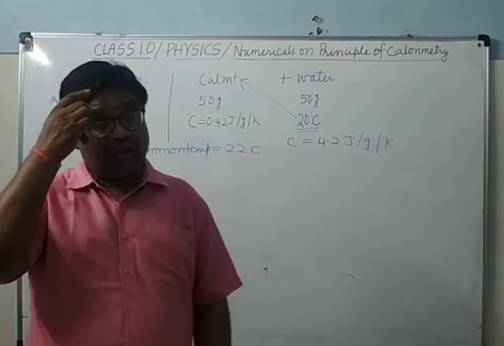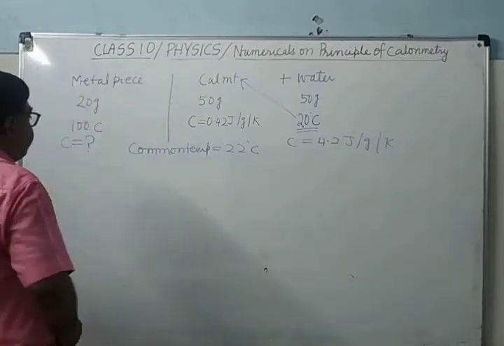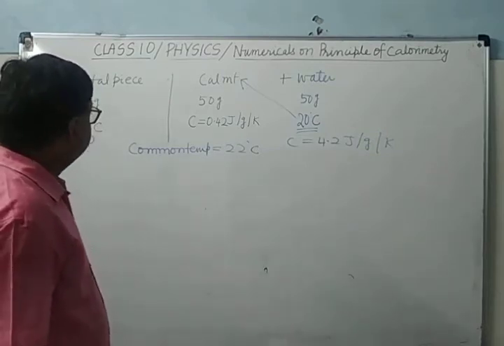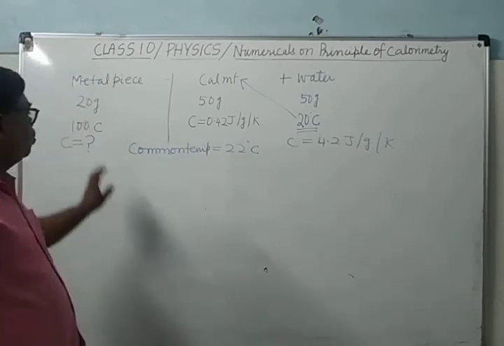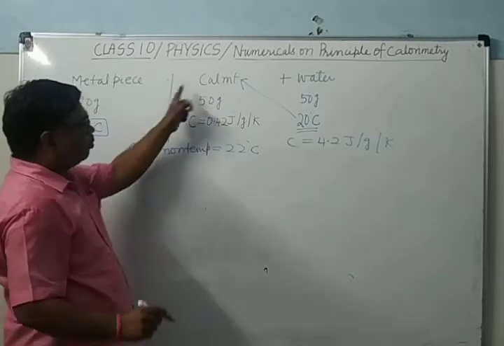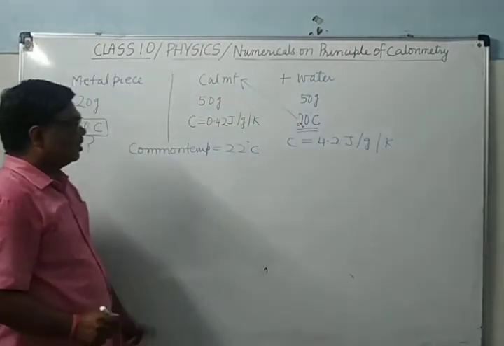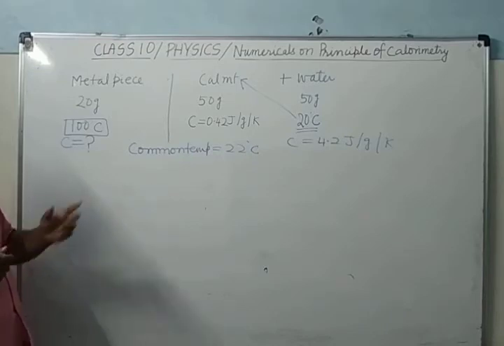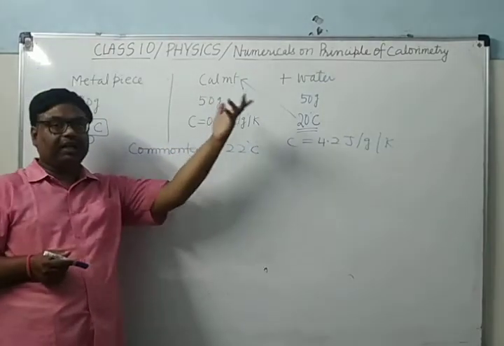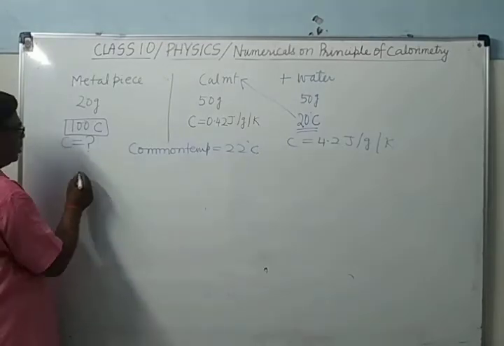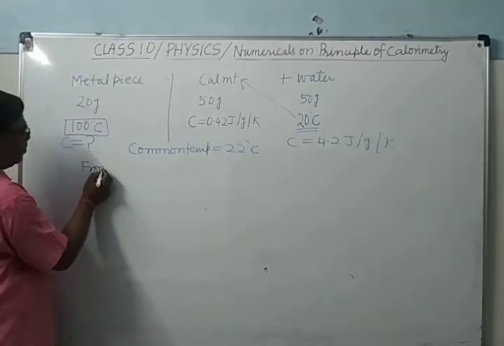After stirring, you will get the common temperature. So see here what will happen? You can see that the metal piece will lose the heat energy. Why? Because it is at higher temperature. Both of these are at 20 degrees Celsius. So this will lose the heat and that will gain the heat. Means calorimeter will gain the heat as well as water will gain the heat.